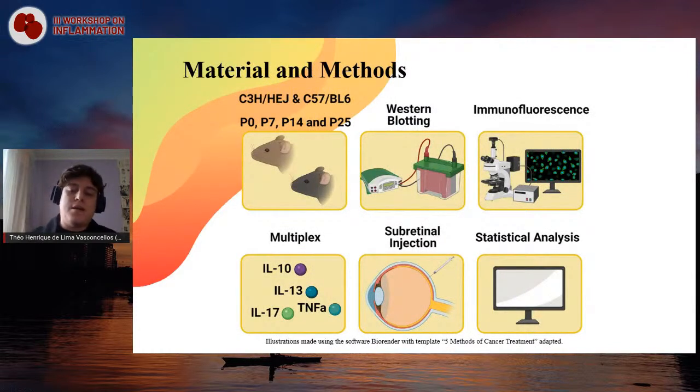To fulfill this aim, we used the RD1 mice, the animal carrying the pathology, and its genetic control, analyzed at the ages of 0, 7, 14, and 25 days postnatal. We also used 2-APB, an inhibitor of IP3R1, delivered by subretinal injection. The intervention was performed at two different ages, at 10 and 13 days postnatal, and collected at 4 days post-injection. These ages were chosen to assess the effect of the blockage during the initial insult and later progression. The material was analyzed by Western blotting, immunofluorescence, and multiplex assay.